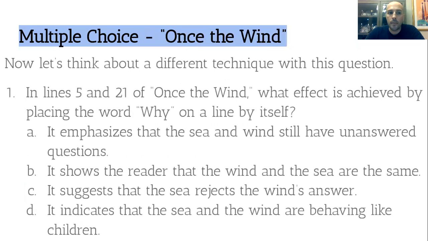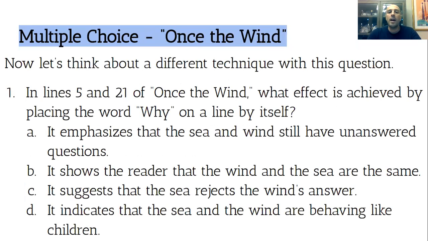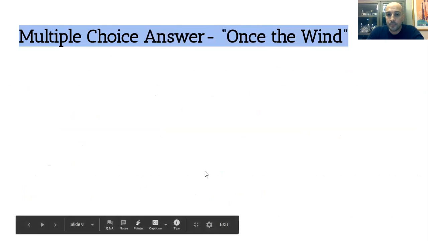Let's try one more. In lines 5 and 21 of Once the Wind, what effect is achieved by placing the word why on a line by itself? A, it emphasizes that the sea and the wind still have unanswered questions. B, it shows the reader that the wind and the sea are the same. C, it suggests that the sea rejects the wind's answer. D, it indicates that the sea and the wind are behaving like children. Sit and think a minute.